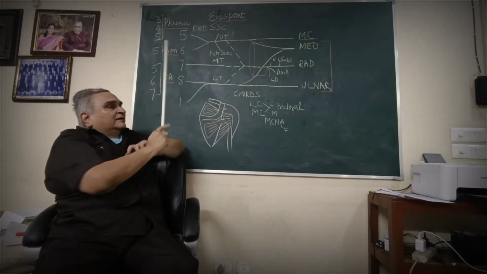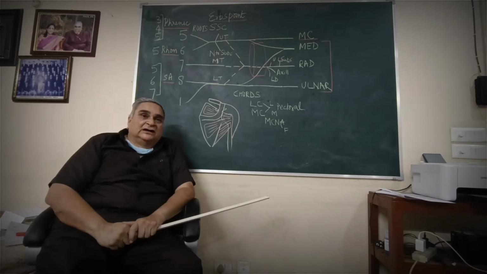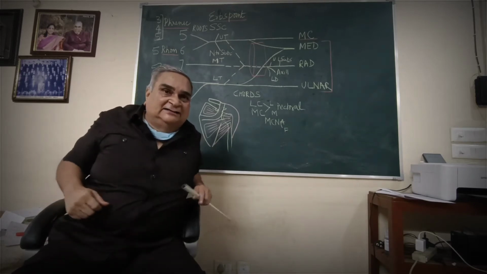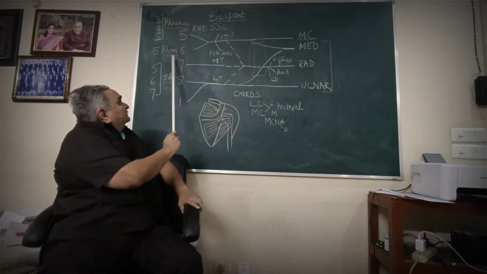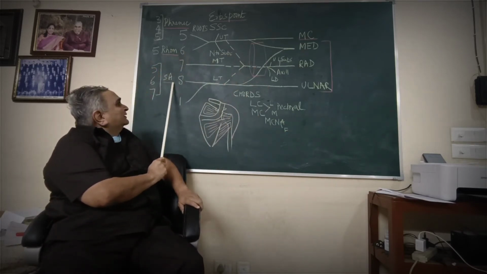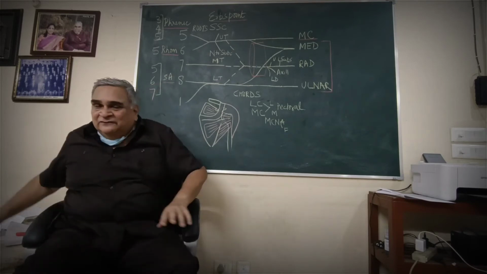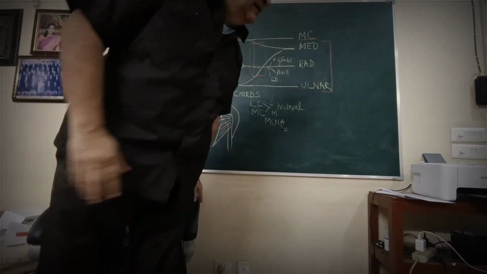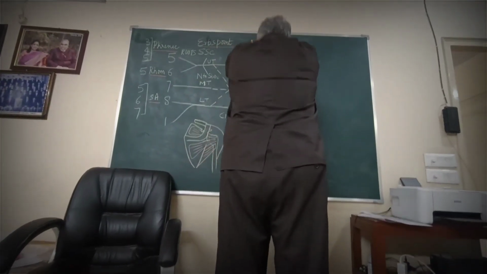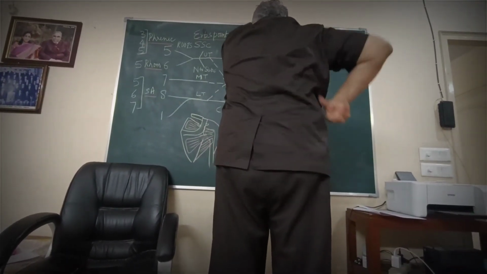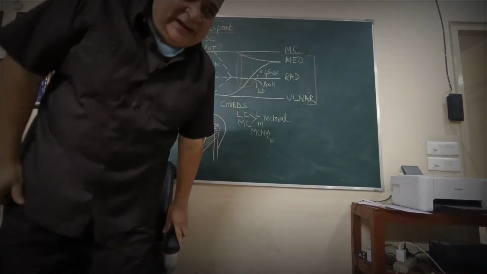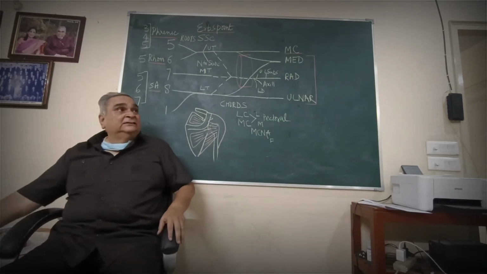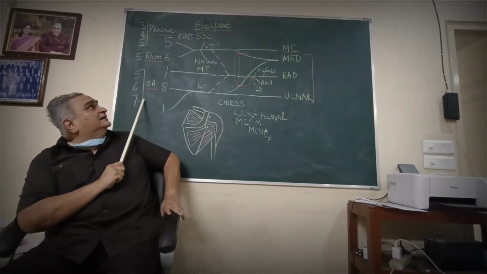nerve to rhomboids. The rhomboids would retract the scapula like this, brace back the shoulder. That's the rhomboids. Then nerve to serratus anterior. If you want to test the nerve to serratus anterior, you ask the person to push like this against the wall, and you would find that there is winging of the scapula. The scapula will become winged, will come out. So that is the nerve to serratus anterior.